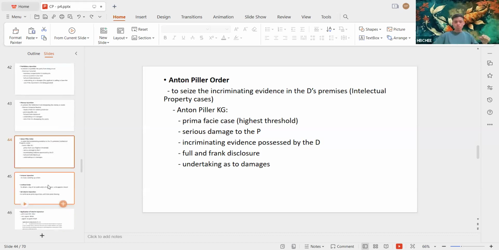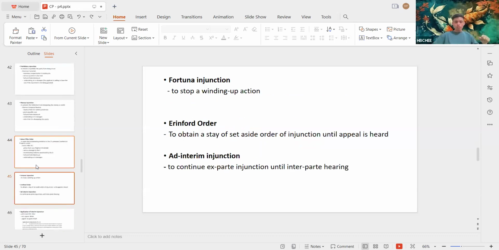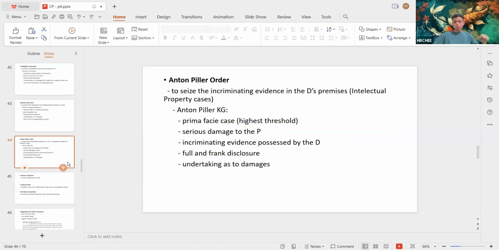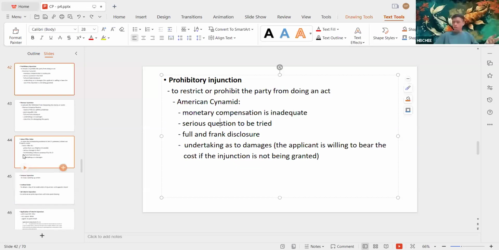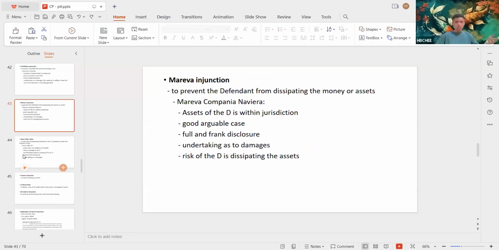Now, the reason why I say this one is the highest tier is because for prohibitory, you just need a serious question to be tried. Actually, not only Anton Piller, prohibitory and others could also be ex parte. Ex parte applies to emergency cases now, so it's at the option of the plaintiff whether it's an emergency.